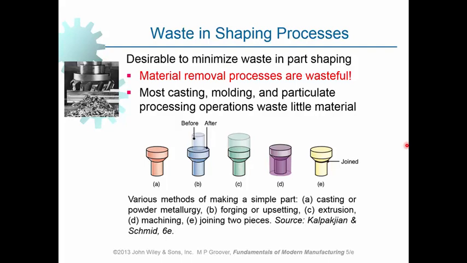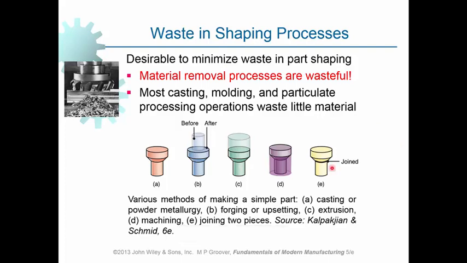For example, we can make use of the casting process in order to make the part, and only certain surfaces and portions of that part that is produced by casting should be subjected to limited machining so that the waste of material will be minimized.